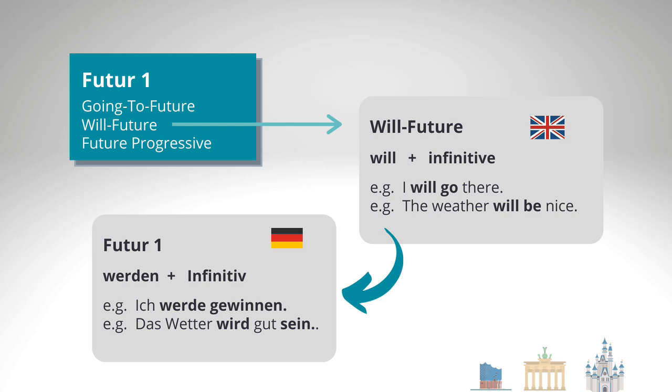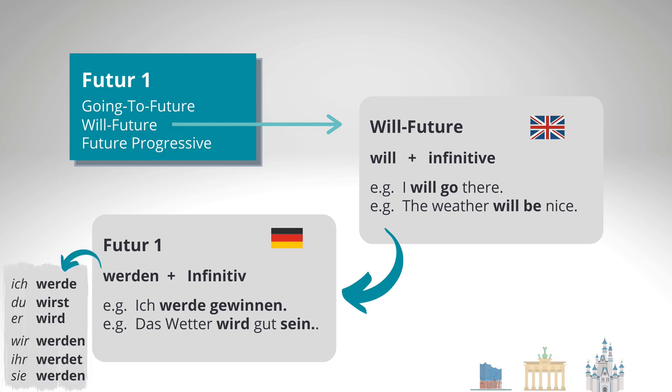And the Futur 1 in German is pretty similar. Here we have the verb werden and again the infinitive, in German Infinitiv. For example, ich werde gewinnen oder das Wetter wird gut sein. Just werden plus infinitive. And unlike English, where will always stays the same, werden needs to be conjugated. And werden, to become, is conjugated like this. Ich werde, du wirst, sie es wird, wir werden, ihr werdet, and sie werden. So for example, ich werde gewinnen, I will win. Das Wetter wird gut sein, the weather will be good or nice.